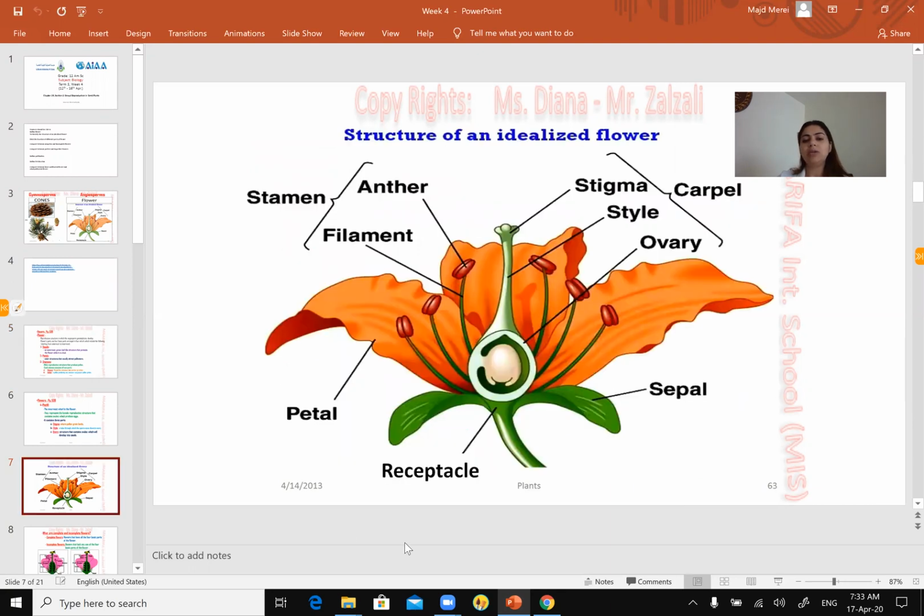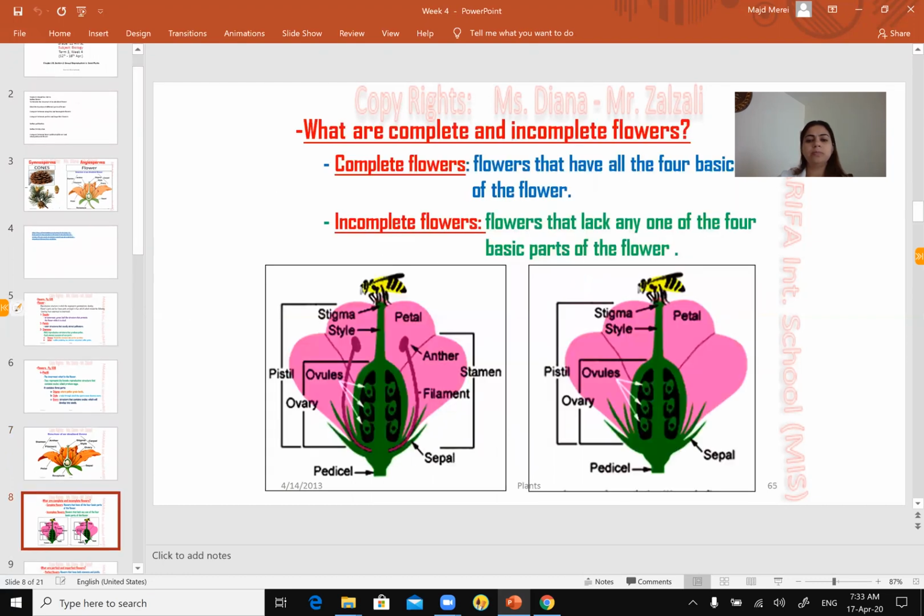In this diagram here, for example, here we have one sepal. Okay, here is another one. And in the next diagram, for example, these leafy green-like structures are the sepals.